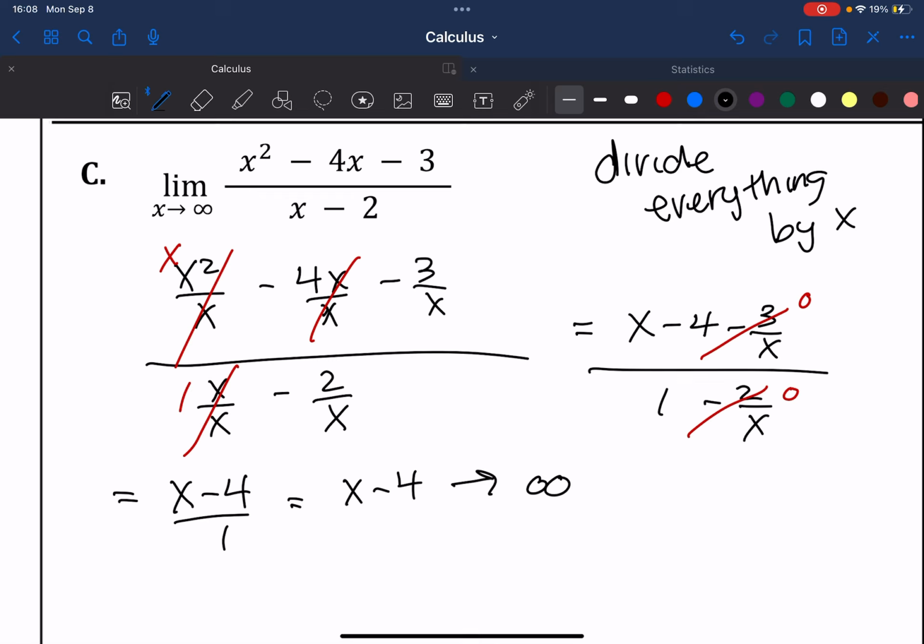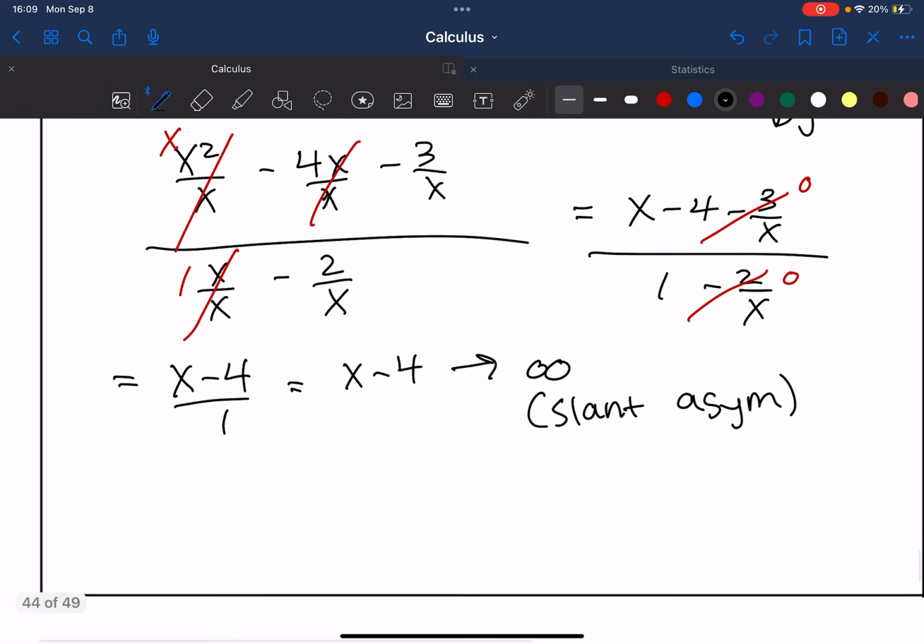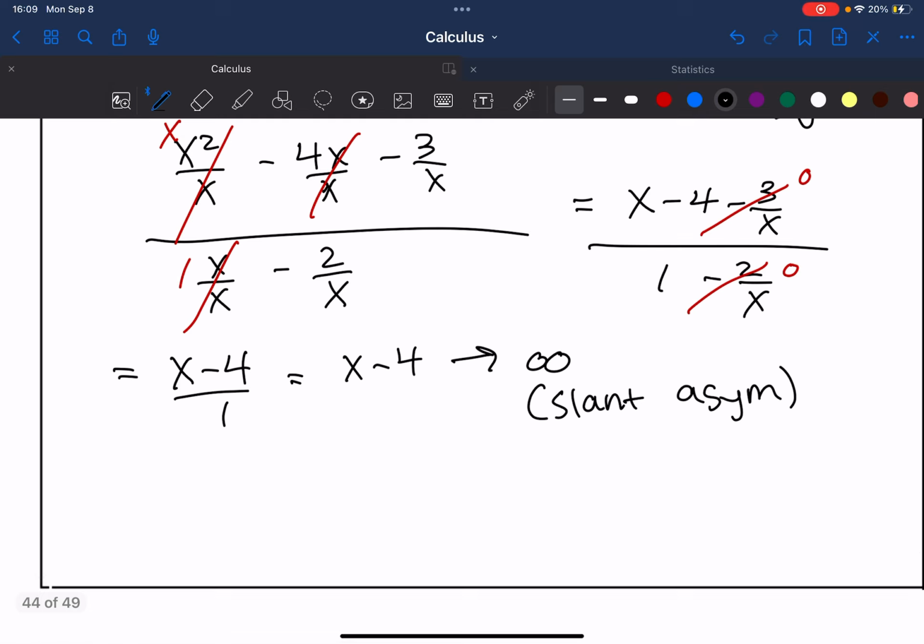And what does that tell us? That tells us that we do not have a horizontal asymptote, but instead we have a slant asymptote. And when we have a slant asymptote, we need to find that using long division. So long division, I have x squared minus 4x minus 3 divided by x minus 2.